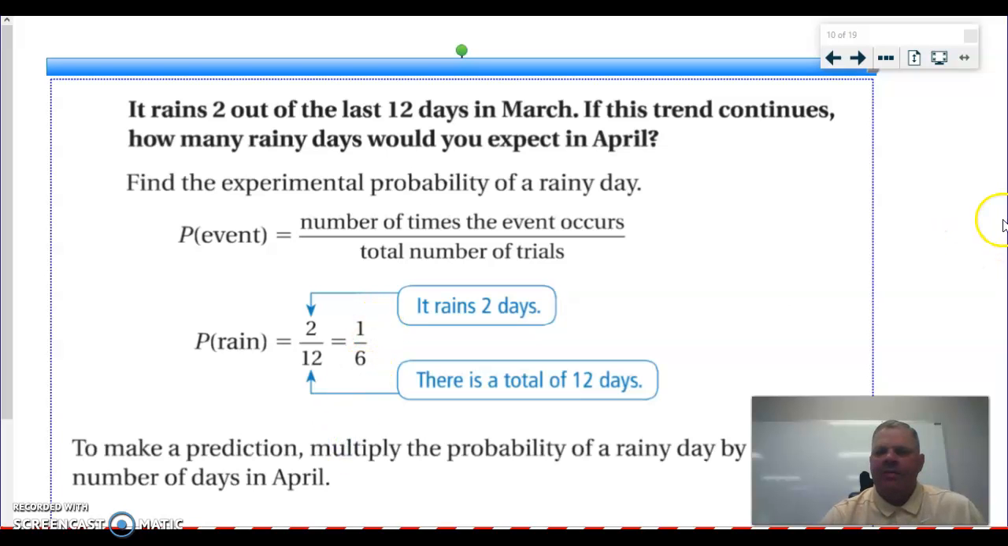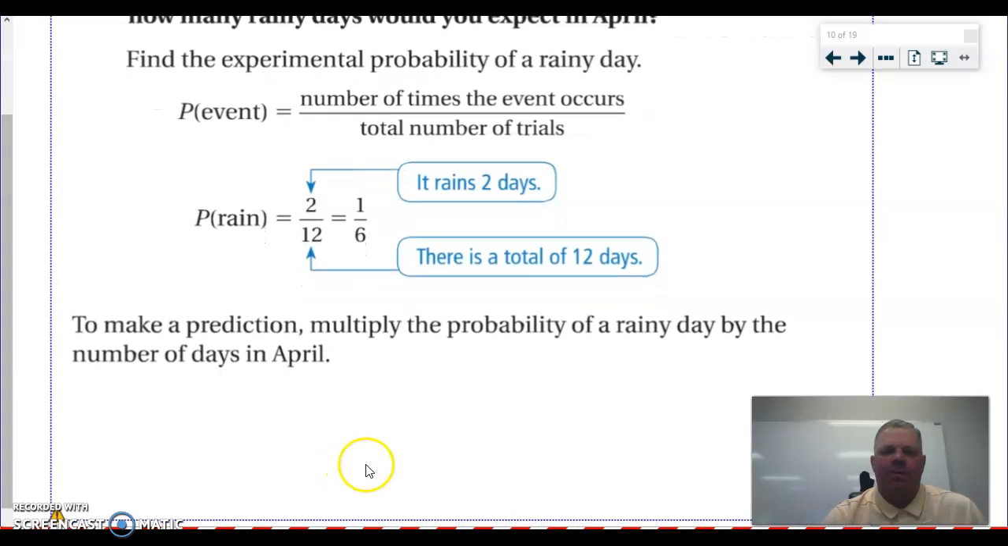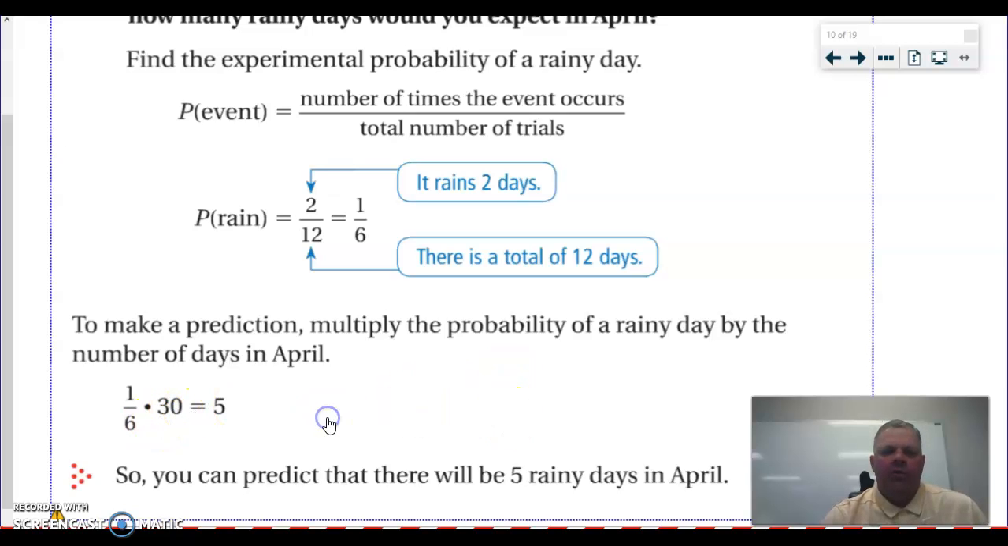Since we know that that's the case, we must then again use the days in April, which we know there are 30. So we take 1/6 of 30, or we can go 1 over 6 equals x over 30. There are 5 rainy days in April that we would be able to predict.